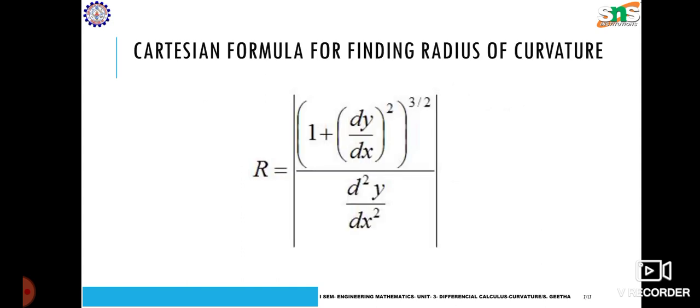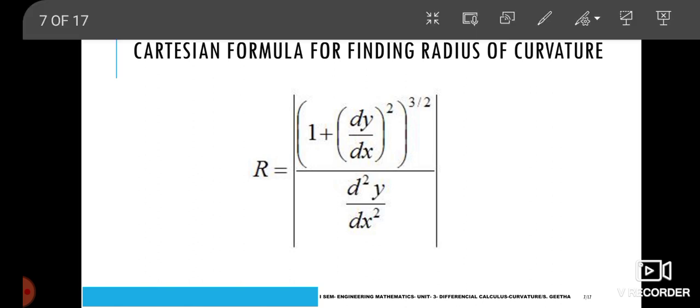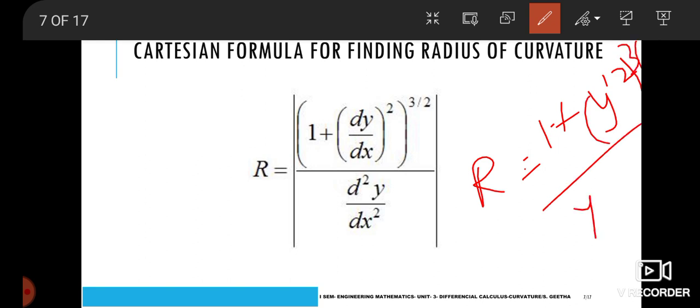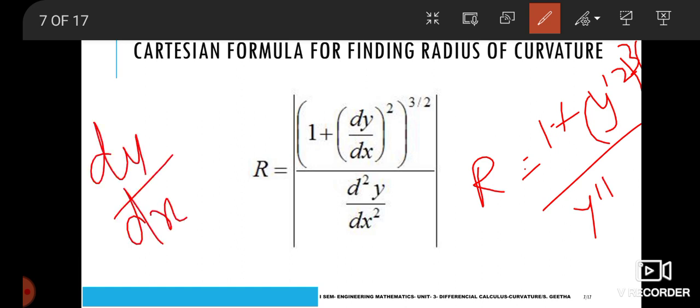Cartesian formula for finding radius of curvature. This is the formula we have to remember, as we can write like this also: R equals 1 plus y dash the square, power 3 by 2, by y double dash. We always denote dy by dx as y dash, and d square y by dx square as y double dash. So that's why I have converted the formula as 1 plus y dash square whole power 3 by 2 by y double dash.